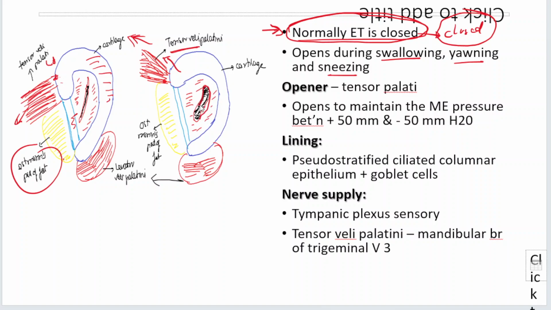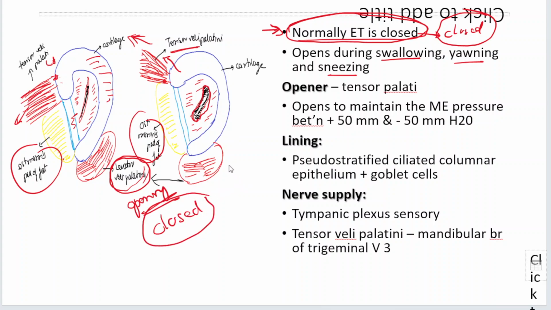because of which you can see here the eustachian tube is getting opened. The Ostmann's pad of fat and also the levator veli palatini, the exact function is not known, but they are thought to also help in opening the tube. So the tube is normally closed. By nature, it is always closed unless we swallow, yawn, or sneeze. The opener is the tensor veli palatini, the main muscle causing opening of the eustachian tube.